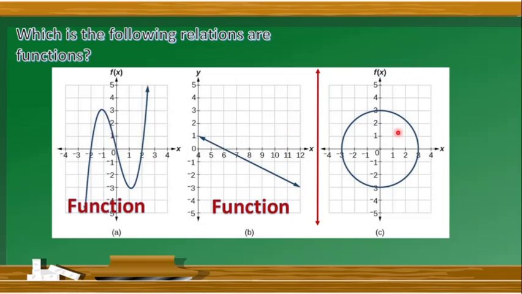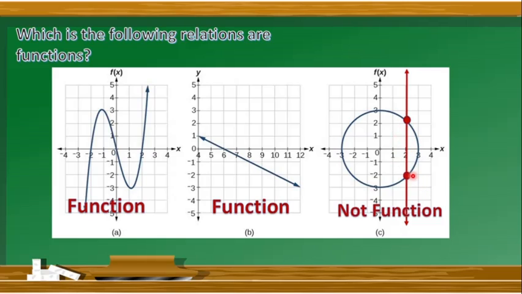Then the last one. If I move this vertical line forward, it touches the curve twice. These points and this point. If I move it forward, it still touches two points of the curve, meaning to say this is not a function.